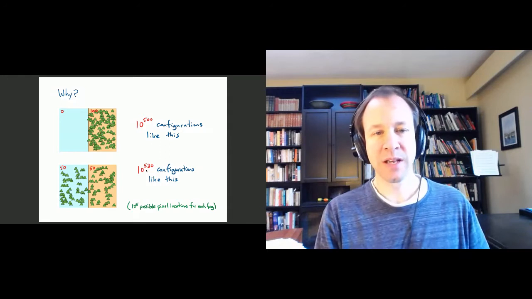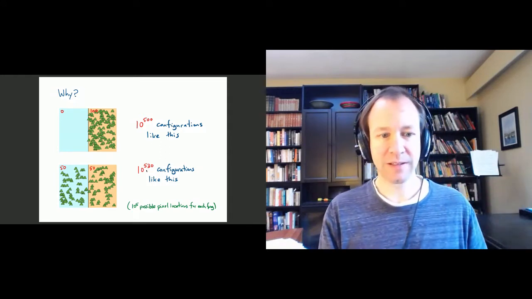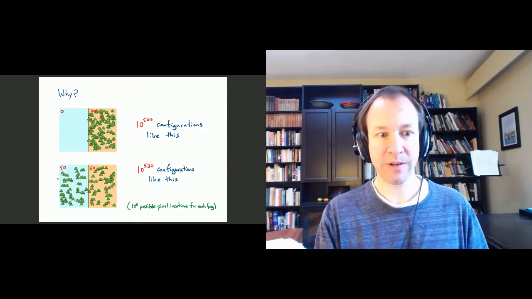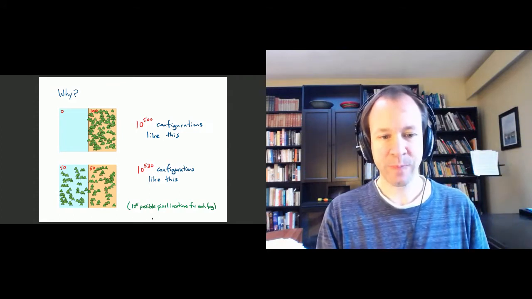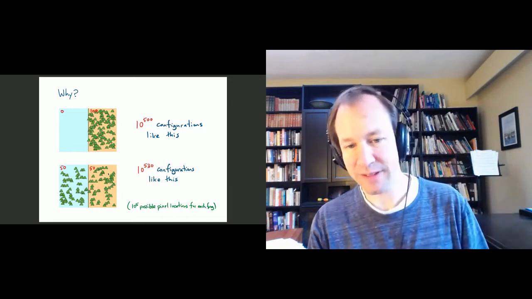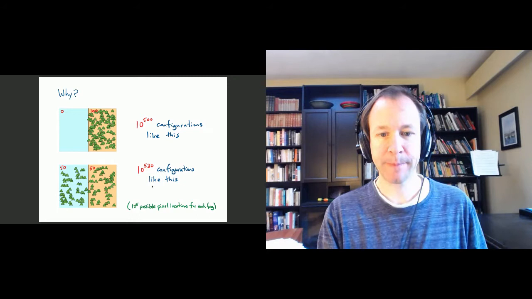configurations where you have an equal number of frogs on the left and on the right. There we would want to count the number of ways to choose 50 out of 10 to the 5, and then multiply that by the number of ways to choose 50 out of the 10 to the 5 on the right, and that gives you this number.